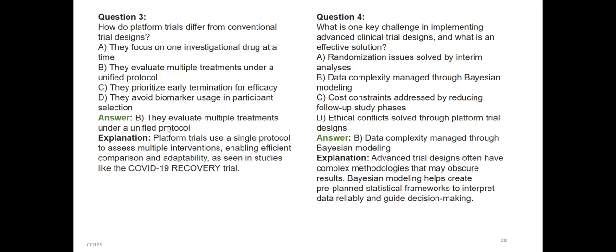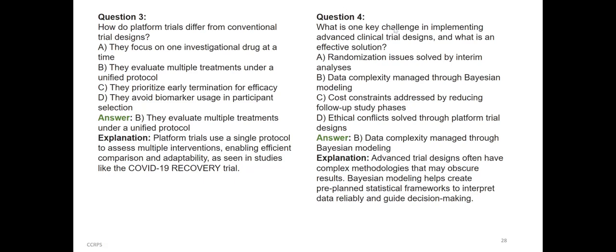B is the answer for how platform trials differ from conventional trial design, as the conventional trial design is rigid, not flexible. So how do platform trials differ? As it says in B, they evaluate multiple treatments under a unified protocol, kind of an umbrella approach, umbrella trial. Here, the platform trials use a single protocol to assess multiple interventions, enabling efficient comparison and adaptability, as seen in studies like the COVID-19 RECOVERY trial.